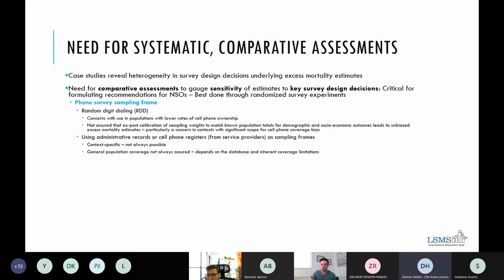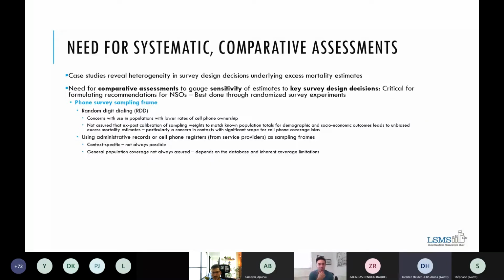The second approach that we have seen in various case studies presented today, as well as in other phone surveys, is the reliance on administrative records or cell phone registers from service providers that could be used as sampling frames. Now, this is very context specific, so it's not always possible. Obviously, these administrative systems or cell phone registers may not exist in every country. And in general, their population coverage is not always assured. So it depends on the database, the purpose of the database, and there may be inherent coverage limitations.